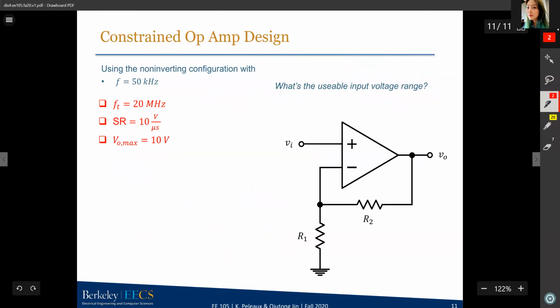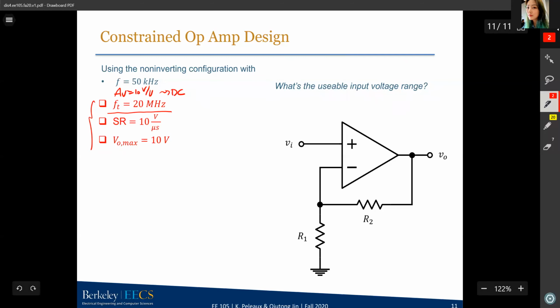In the last example, we have AV equal to 10 volts per volt for DC gain. So we have f0 equal to 50 kHz, and the DC gain is 10. Same constraints as before, and we want to know what's the usable input voltage range. What's the voltage range you can have for your circuits?